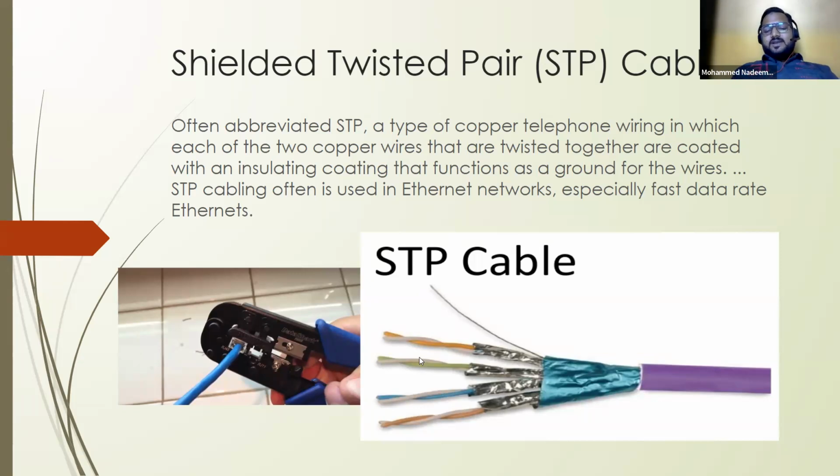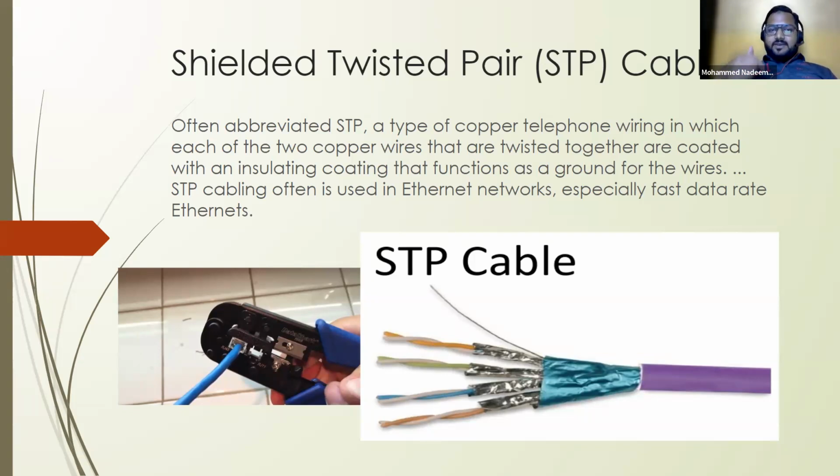Orange-white, orange, green-white, blue, blue-white, green, brown-white, brown. So these 8 wires you need to connect properly, and you need to use an RJ45, which is called a jack, and with the crimping tool you need to crimp it. So crimping is very important in the LAN.